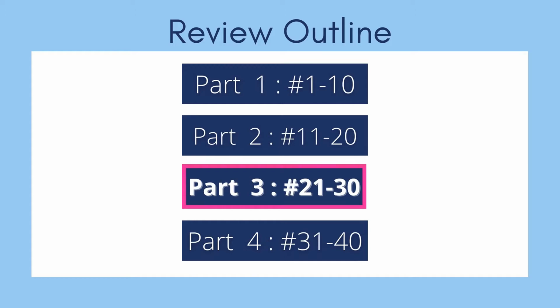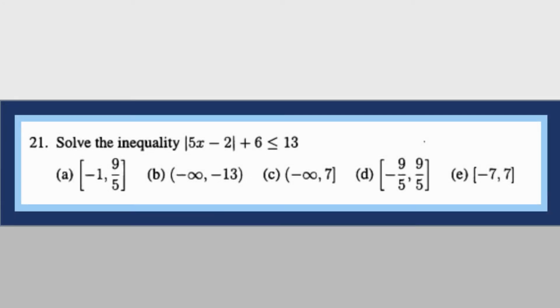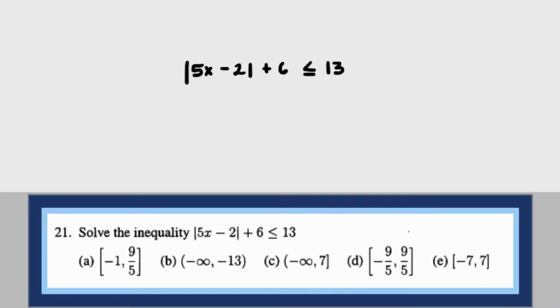So with that being said, we're going to continue with this review and go to number 21. For question number 21, it says solve the inequality, the absolute value of 5x minus 2 plus 6 less than or equal to 13. So I'm going to write this down real quick.